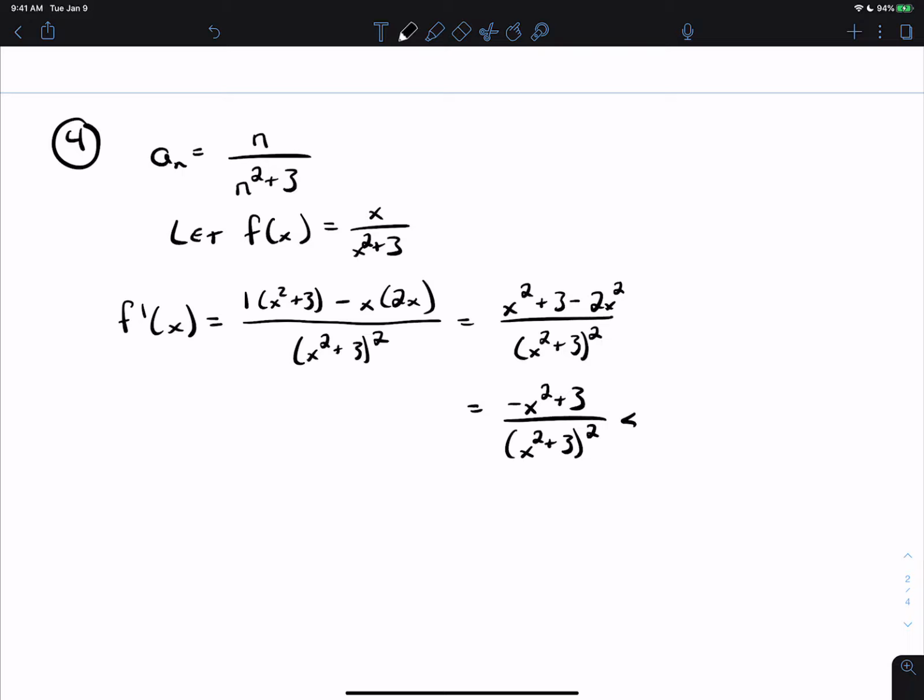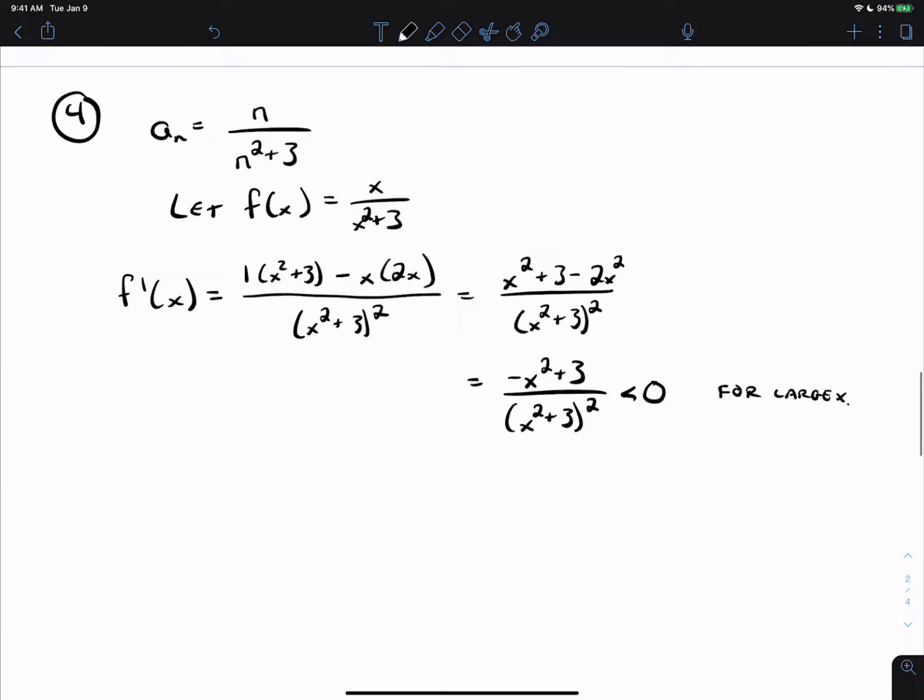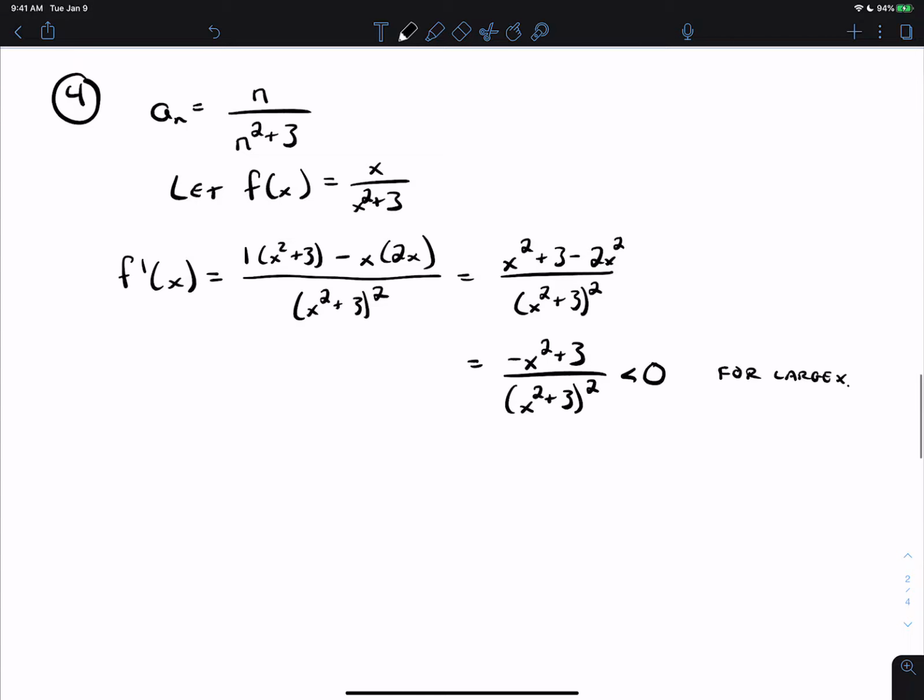And so for large values of x, this is going to be less than 0. So we're just going to say for large x, in particular here, it's x greater than the square root of 3, or for integers, it's x greater than or equal to 2. That would make the top negative. So you have a negative divided by a positive, which means it's negative.